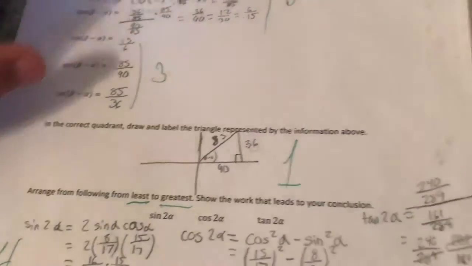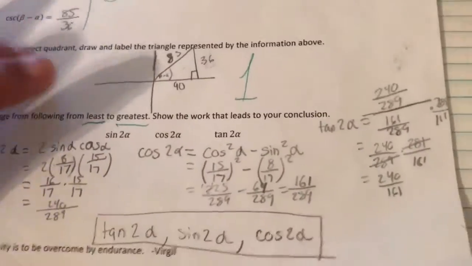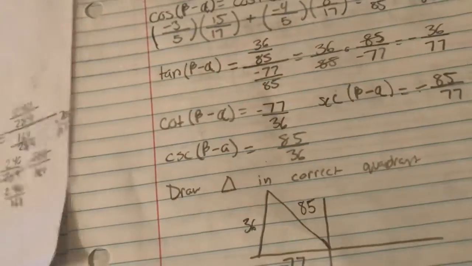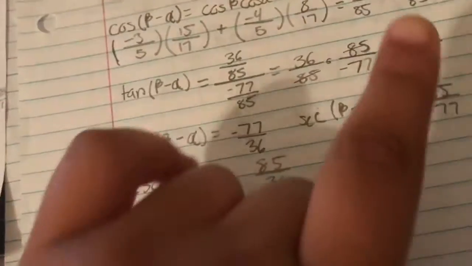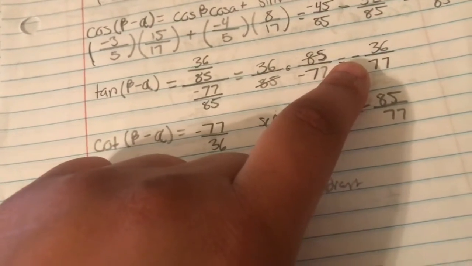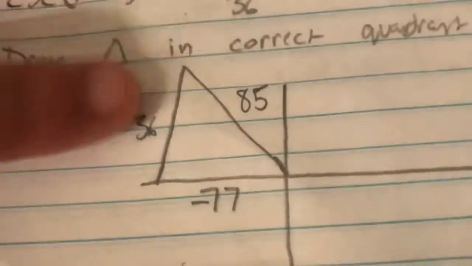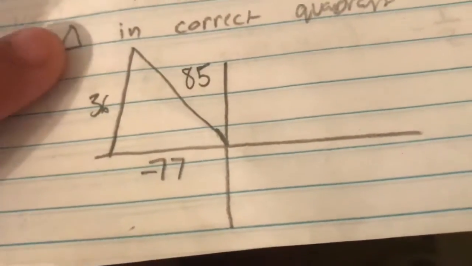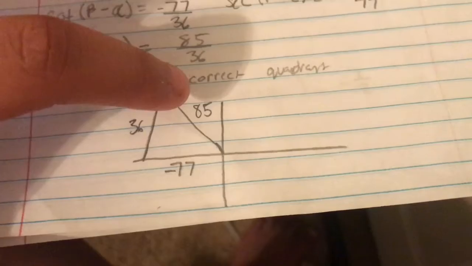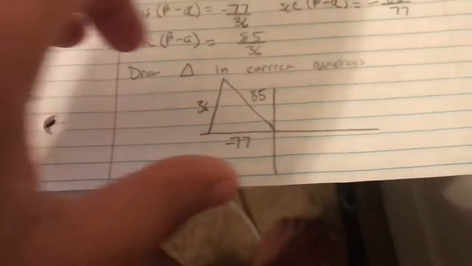Okay, and so now it wants to draw the triangle, so we will use tangent. So because it's negative 36 over 77, this will be our sine and this will be our cosine, so we can draw it down here, 36, 77, and then to solve that you just do the Pythagorean theorem and we get 85. So that's how you draw the triangle there.